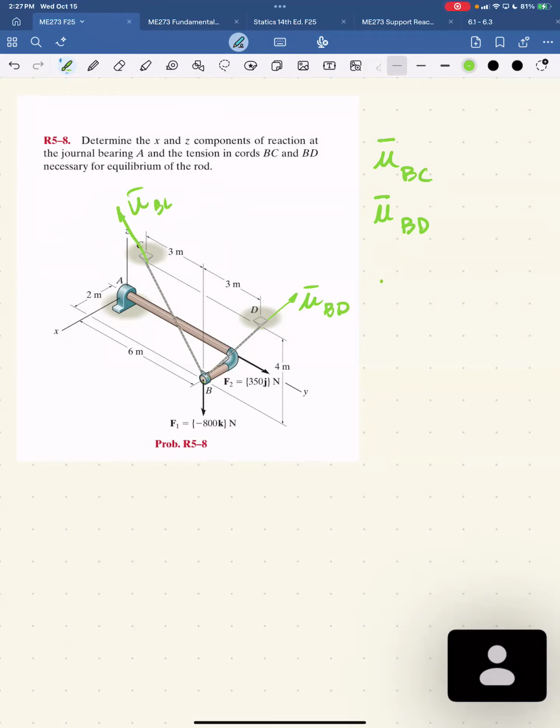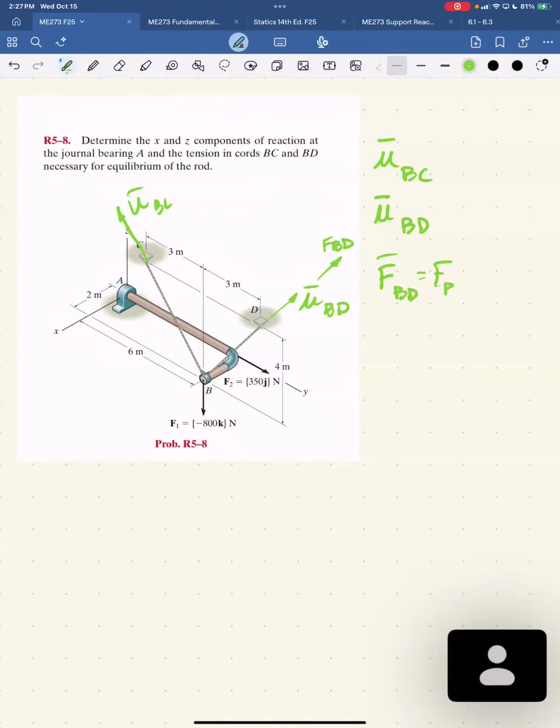And then I can say, well, FBD, that's an unknown. The force FBD is just equal to its magnitude times the unit vector. And same thing for the force between B and C. It's equal to its magnitude, FBC, times the unit vector, UBC. So you have to do that first. That takes me half a page to do. Why don't I just tell you what they are?